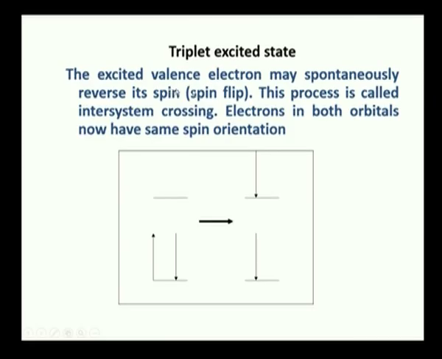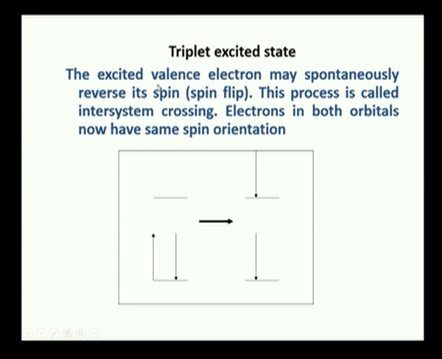Now, we have another case that we can see in the next slide. There is one more state, which is known as the triplet excited state, where the excited valence electron may spontaneously reverse its spin, or undergo spin flipping. That means it flips its spin. This process is also known as intersystem crossing, and the electrons in both orbitals now have the same spin orientation.